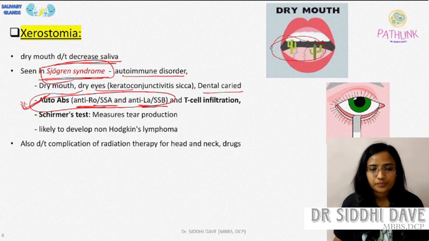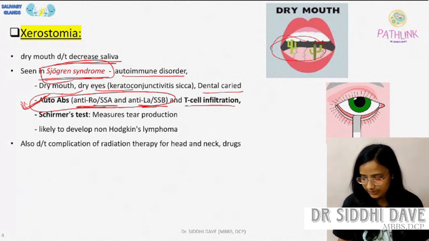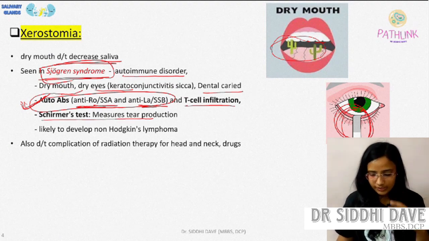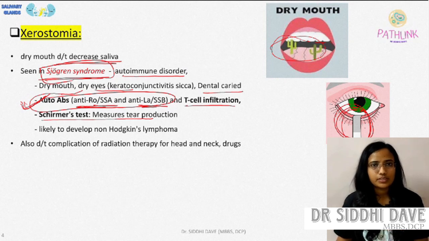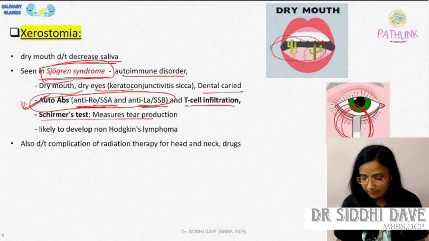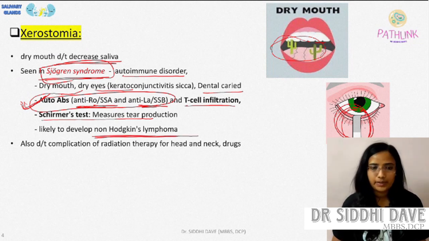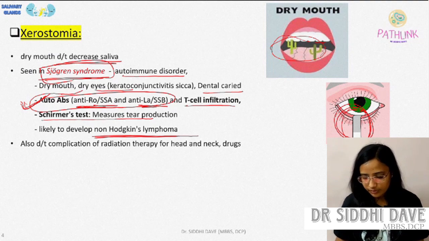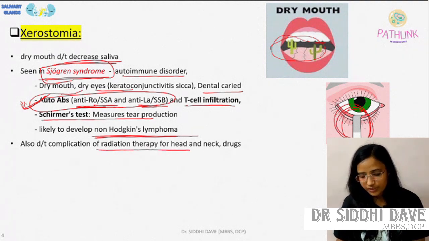What do you have to know? T cell infiltration will be there in Sjogren's syndrome. You can see here the Schirmer test. You measure the tear production, because in Sjogren's syndrome tear production will be less. The Sjogren's syndrome patient is likely to develop non-Hodgkin lymphoma. Xerostomia is also seen as a complication of radiation therapy of the head and neck, and with drugs.